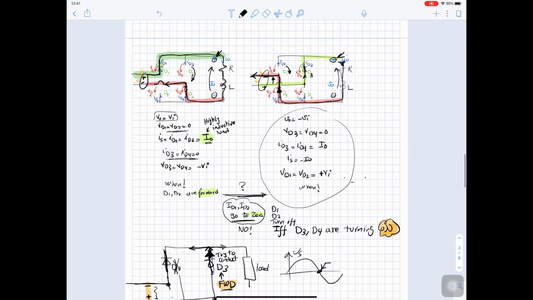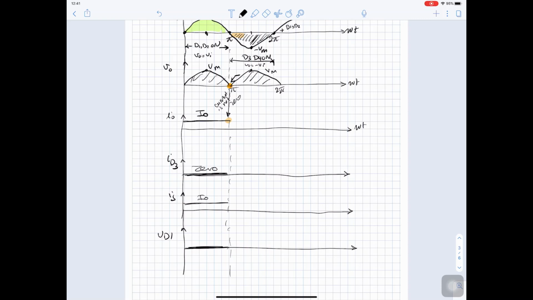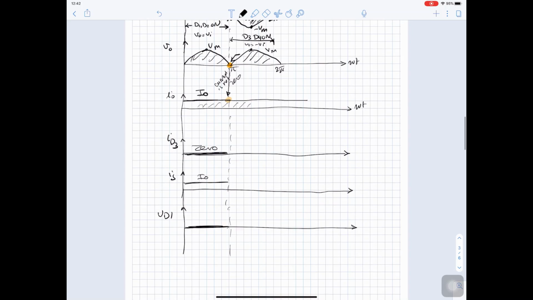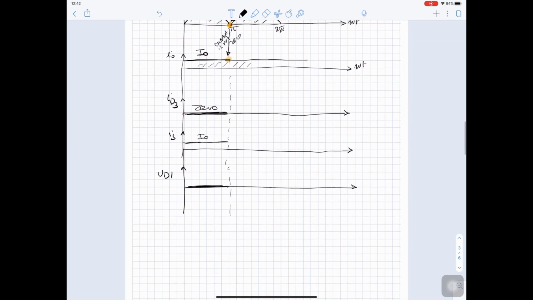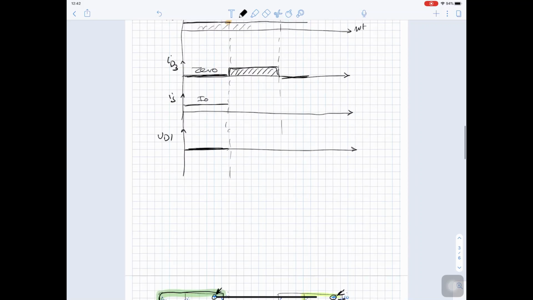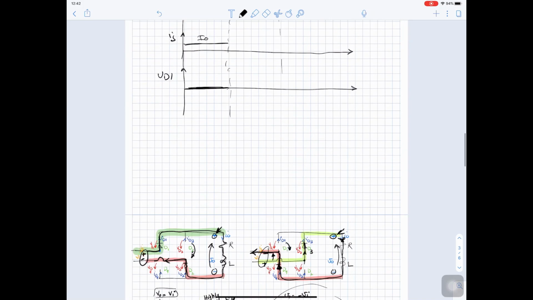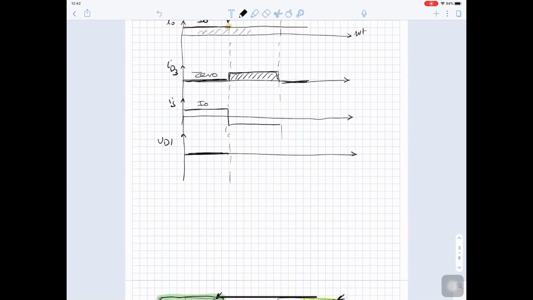And now I out will be constant because it's highly inductive. So I out is still constant. I diode 3 equals I out. Then it will be 0 again. I source equals negative I out. So as you can see, I source is AC, but a square wave.